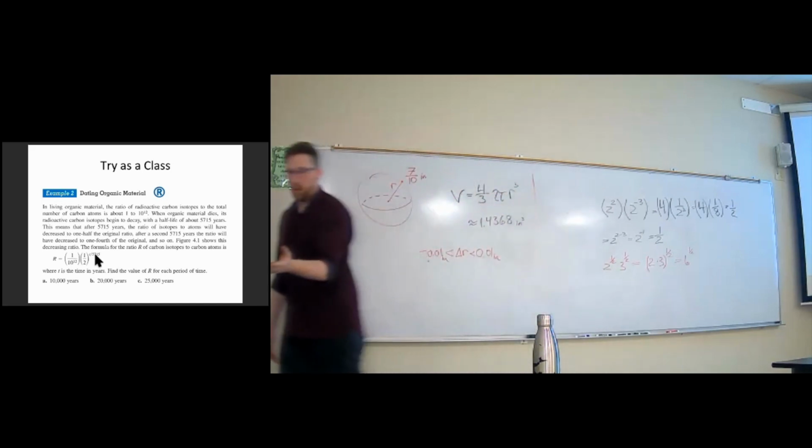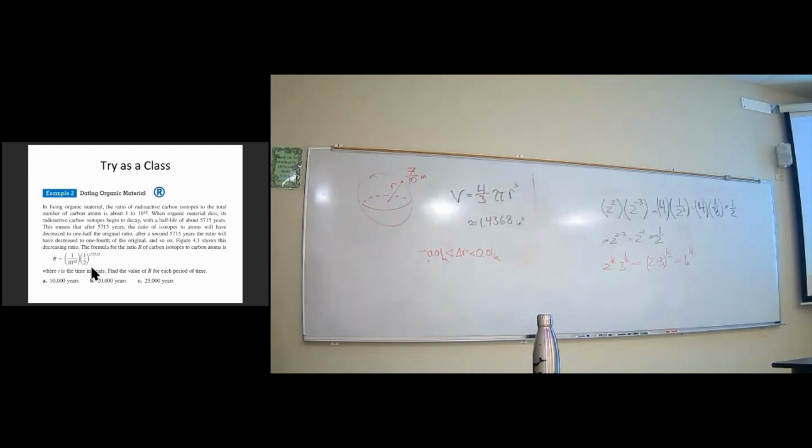So this is an example of that type of a problem. And all they're really asking for here is for us just to calculate what the ratio of carbon isotopes should be at different times. So plugging in 10,000 for T, 20,000 for T, 25,000 for T.